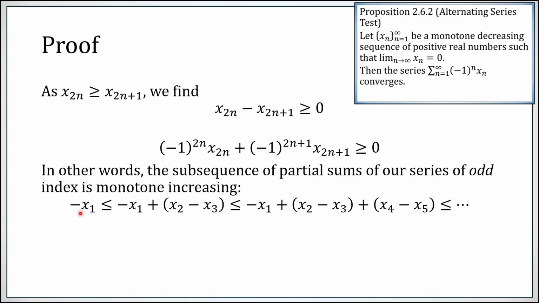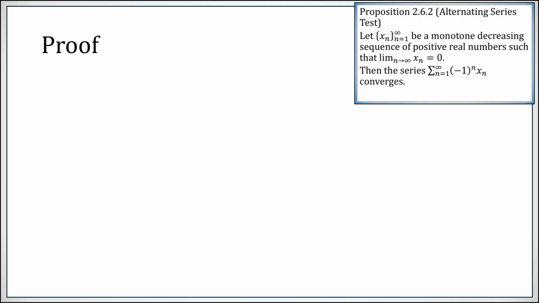The first term is simply -1 to the first times x1. Then I add on -1 squared x2, -1 cubed x3. That raises the value. So this partial sum is less than or equal to this one, is less than or equal to now adding on x4 minus x5, and so forth. Therefore, the odd index partial sums of the series we construct are monotone increasing.